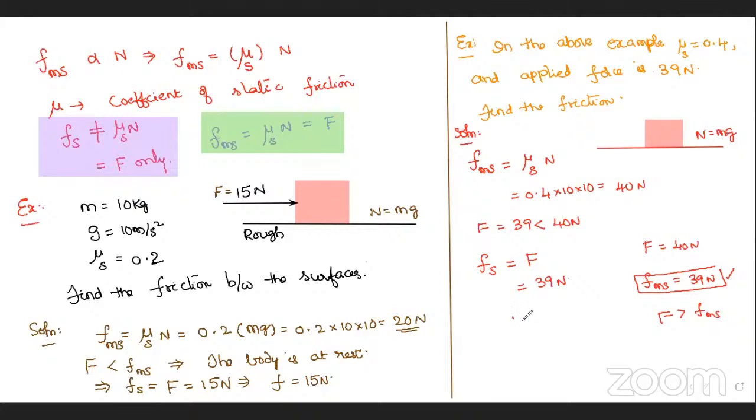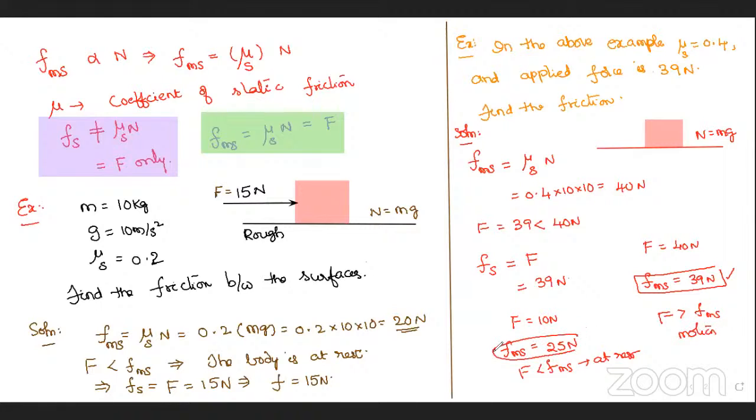Suppose in one problem he gave F is equal to 10 newtons. Immediately we check the mu value given in the bracket, and with that mu value we check FMS. Suppose I got FMS is equal to 25 newtons. The applied force, 10, is less than FMS, which means the body is at rest. Otherwise, the body is in motion.